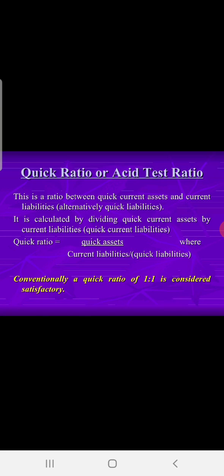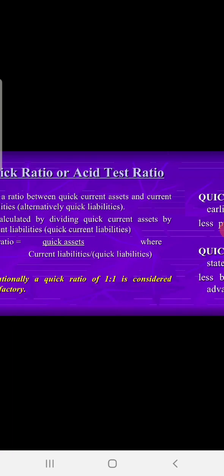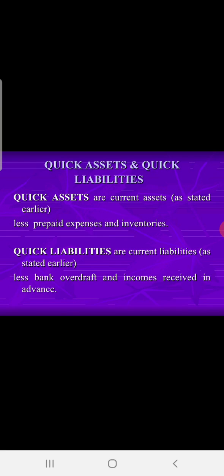Asset is nothing but the loan side, and the liability means the deposits which you accepted. The quick ratio is the ratio between quick current assets and the current liabilities. The formula is given: quick assets upon current liabilities, and it should be 1:1. The favorable ratio is 1:1, meaning it should be available in the same proportion.